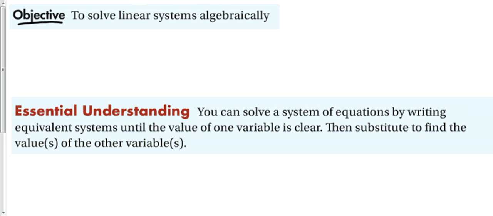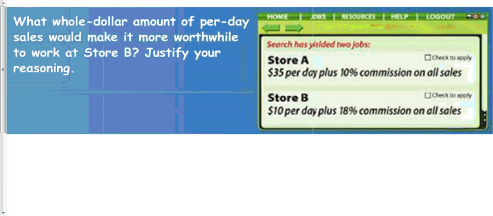Our essential understanding is that we can solve a system of equations by writing equivalent systems until the value of one variable is clear. There's a couple of different ways to do this, and we'll talk about both of them. After we get one variable, then we can substitute to find the value of the other variable, or variables, whatever we have.